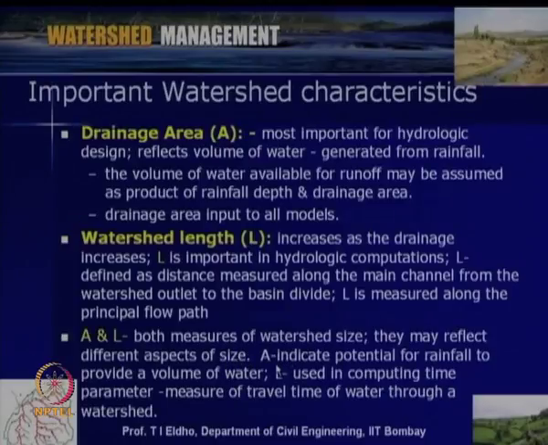As we have discussed, A indicates the potential for rainfall to provide the corresponding volume of water, and L is used in computing the time parameter. As I mentioned, time of concentration is the time required for water to reach from the water divide to the water outlet. So, it is a measure of travel time of water through a watershed. Two important parameters as far as watershed modeling is concerned are the drainage area and the watershed length.